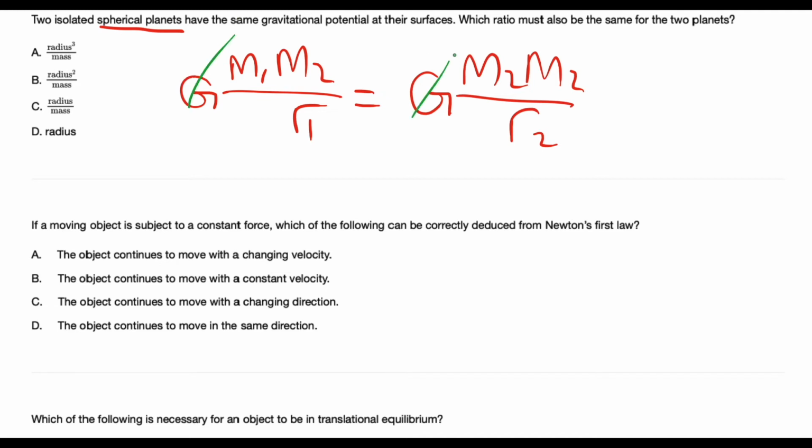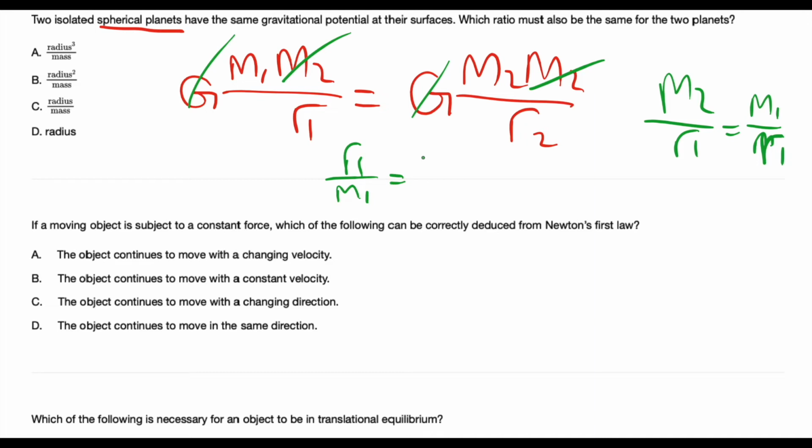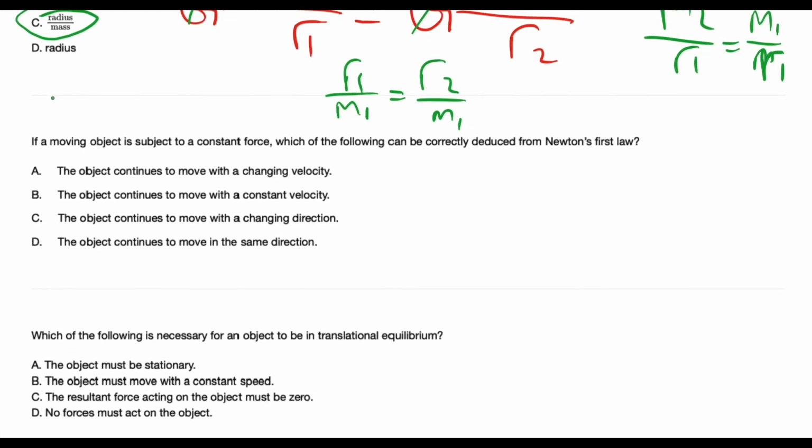So G and G cancel out, M2 and M2 cancel out. Right. So all you have is M2 over R2 must be equal to M1 over R1. So the ratio of mass over radius has got to be equal, and you can take their reciprocal. So radius over mass must also be equal to each other. So C is the correct answer.